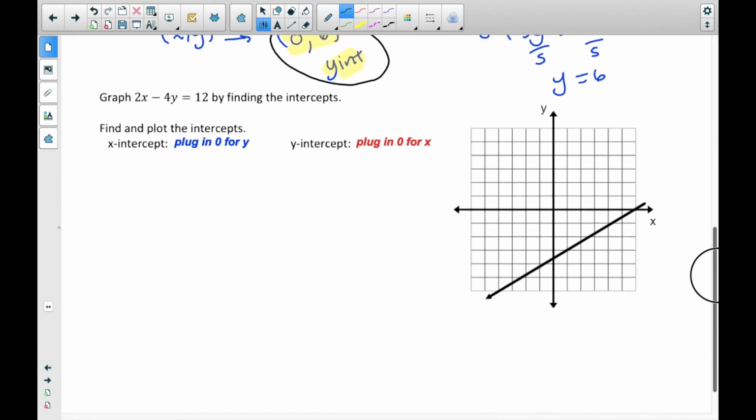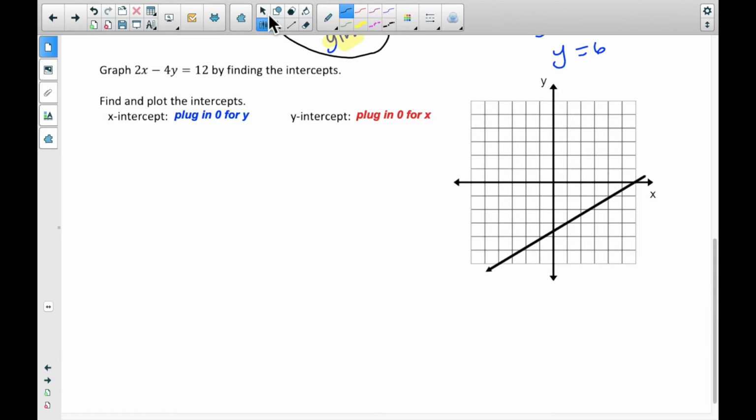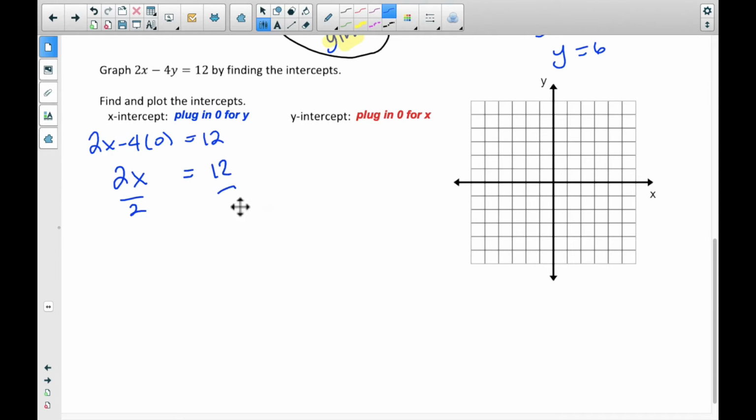All right, let's take a look at another example. This time it's going to have graphing with it. I'm going to do the same process I did just a minute ago. To find the x-intercept, I'm going to plug in a 0 for y. So I'm going to have 2x minus 4 times 0 is equal to 12. So that is 2x minus 0. I don't need to write that 0, right? And so I can divide by 2, and I get x equals 6. So the x, y coordinate I'm looking for is x is 6, y is 0.